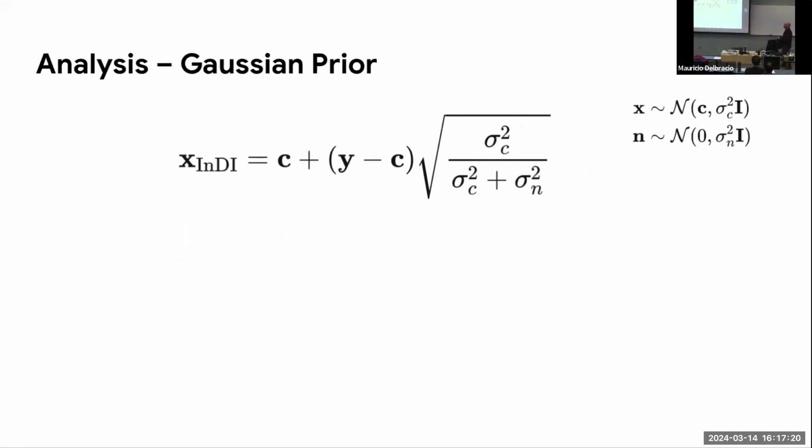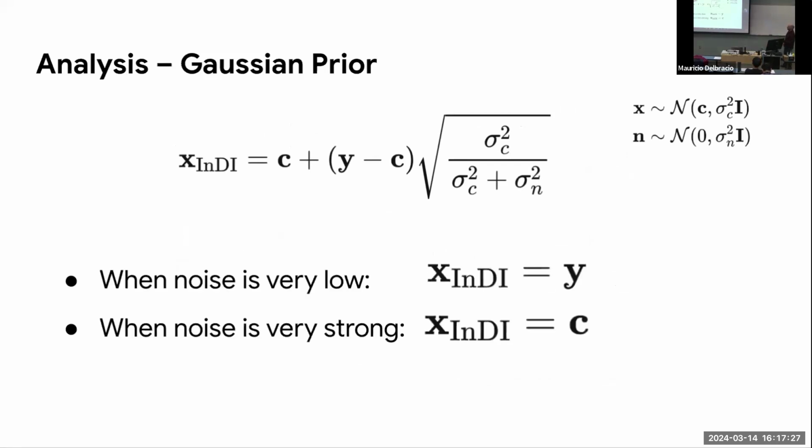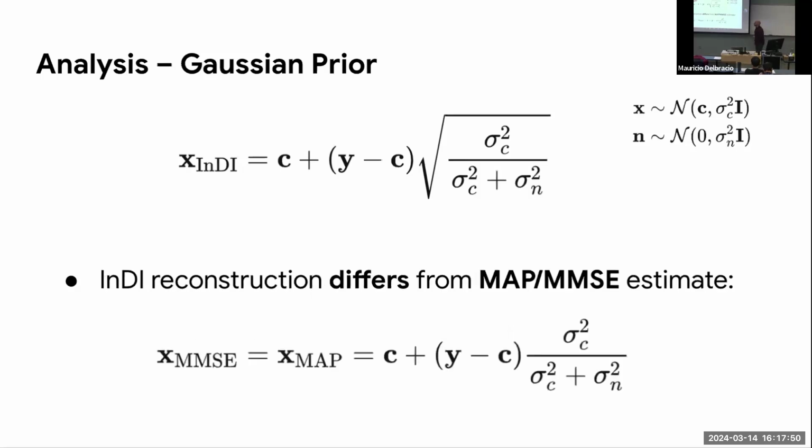This is the estimate for this particular problem. Does this make sense? Well, it makes sense in the sense that if noise is very low, this term is very small, then you get Y: noise is very small, keep the input. If noise is very large, this term is very large, then you get the prior. Okay, this makes sense. But more interesting, we can actually compute the MAP or the MMSE estimate.